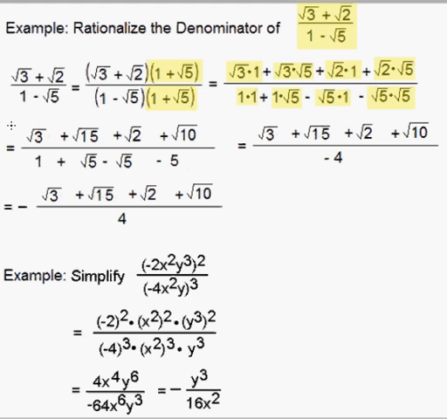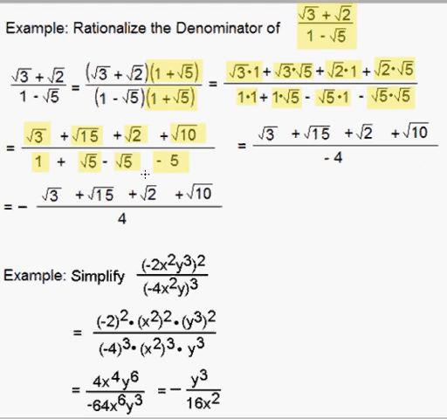The square root of 3 times 1 turns into square root of 3. The square root of 3 times square root of 5 turns into the square root of 3 times 5, or square root of 15. The square root of 2 times 1 turns into just square root of 2. The square root of 2 times square root of 5 is the square root of 2 times 5, or square root of 10. In the denominator, we get 1 times 1 is 1. 1 times square root of 5 is square root of 5. Square root of 5 times 1 is square root of 5, but we're minusing that. And we also have minus the square root of 5 times square root of 5, and that just turns into minus 5.